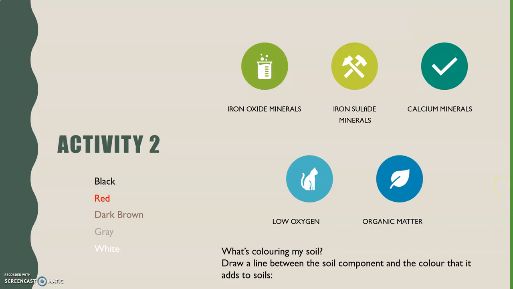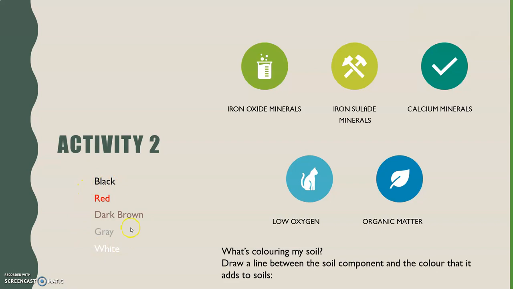Okay, students. So we'll continue our chapter 2, the first part, that is physical properties, with activity 2. For this session, students, you all have to draw a line between the soil components. You can see here the soil components that we have: iron oxide minerals, iron sulfate minerals, calcium minerals, low oxygen and organic matter, and the color that is added to soil.